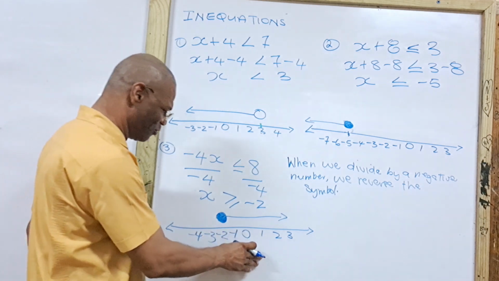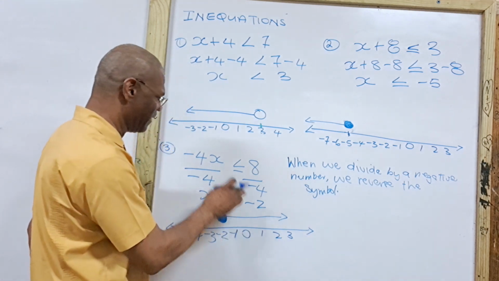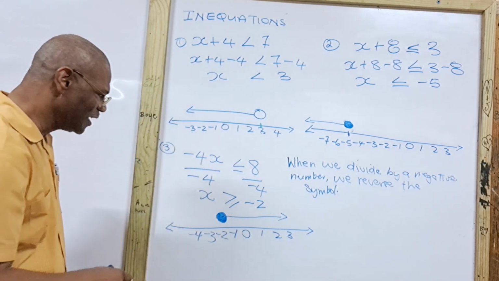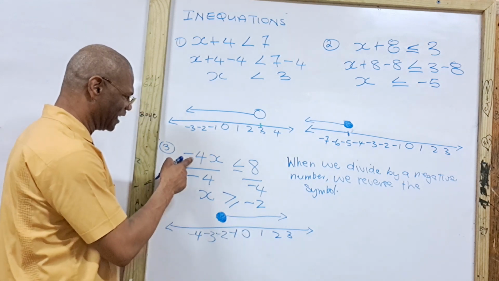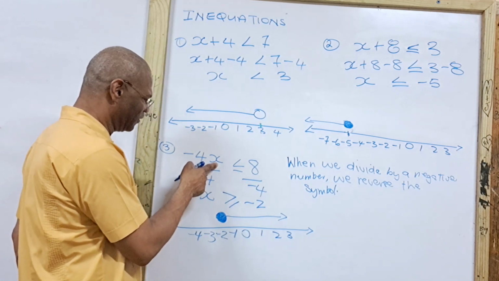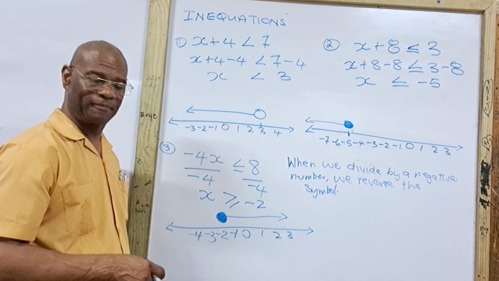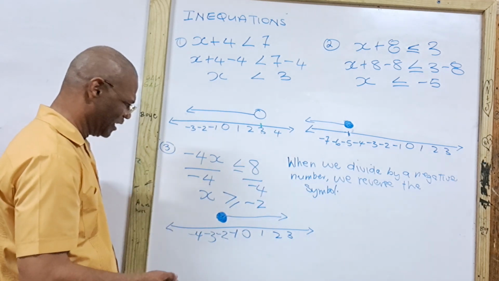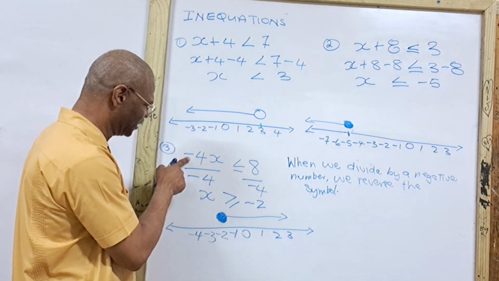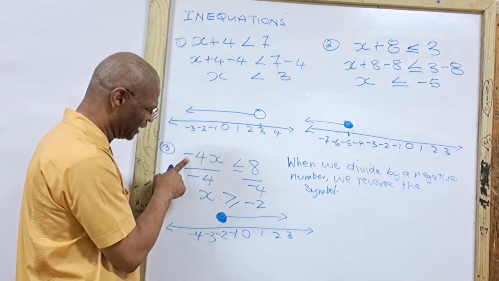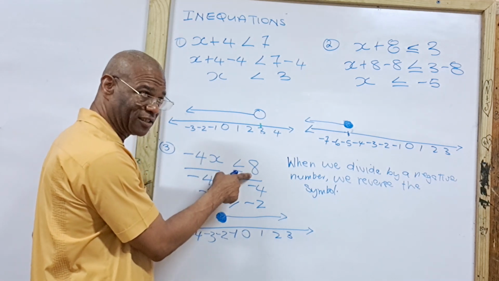Right? So any number to the right of that, including negative 2, will satisfy this inequation. So if I choose, let's choose 3, right? Negative 4 times 3 is what? Negative 4 times 3 is negative 12. Negative 12 is less than 8, right? So that will be true. If I choose positive 2, I would have negative 4 times 2, that's negative 8, right? Negative 8 is less than 8. That's all? Yes.